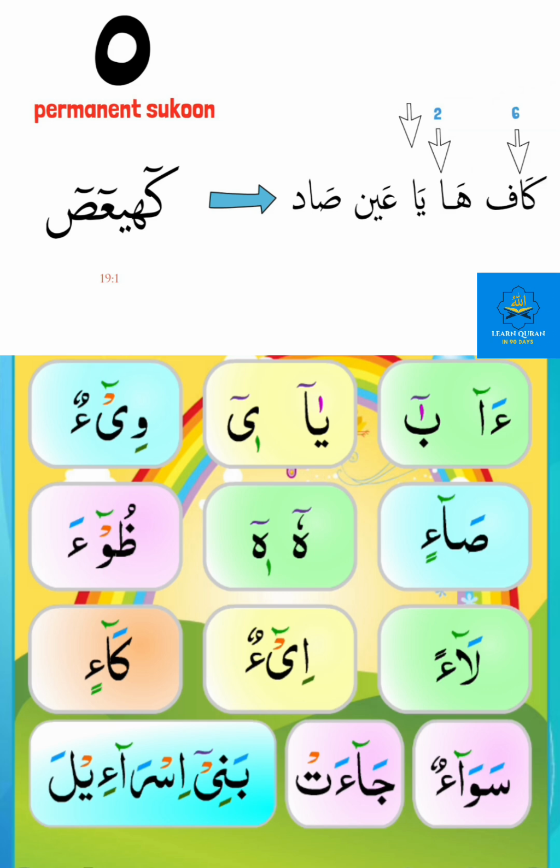The third letter also has a long vowel, and it's not followed by a Sukun. It's a natural mad as well. The fourth letter has a long vowel followed by a permanent Sukun. We lengthen it for 6 counts. And the last letter is the same. We lengthen it for 6 counts.